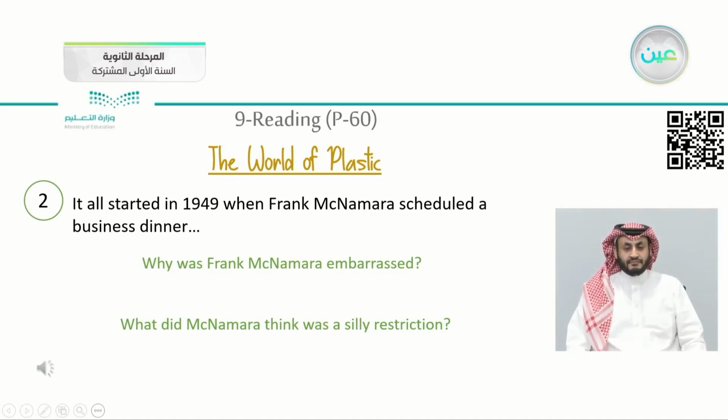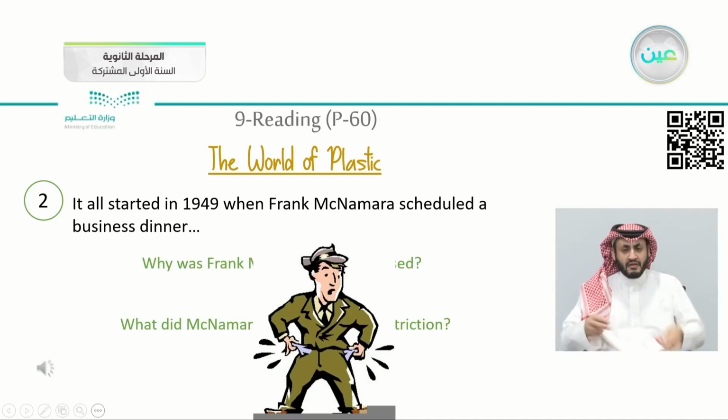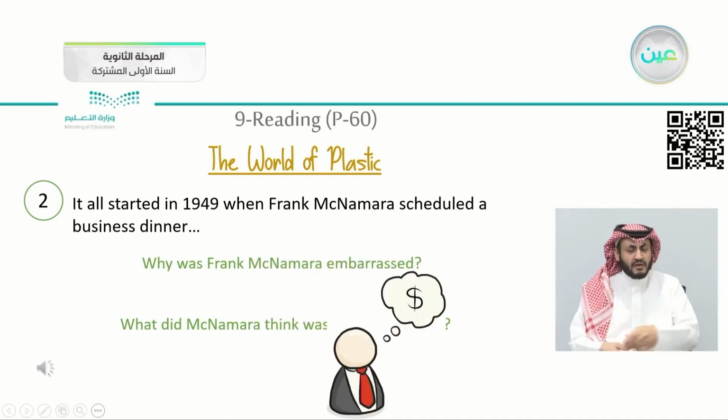It all started in 1949 when Frank McNamara scheduled a business dinner in a New York restaurant. Before he left for the dinner, Frank changed suits. When the waiter presented the check, Frank realized that he had left his wallet in the other suit. The embarrassing situation was solved, but that night Frank asked himself, why should people be limited to spending what they are carrying in cash, instead of being able to spend what they can afford?